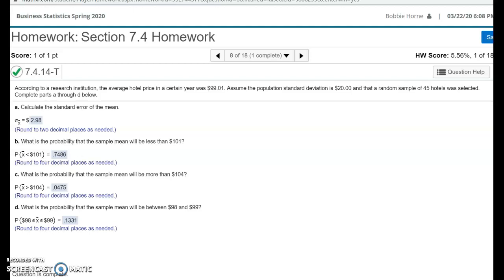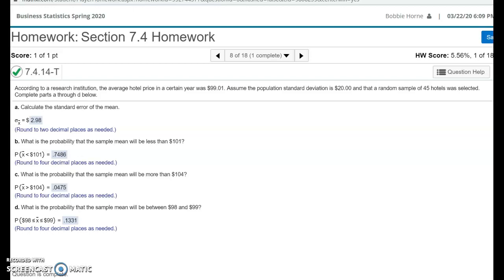Okay, in this problem, we're given the average price in a certain year. It was $99.01. Assume the population standard deviation is $20 and a random sample of 45 hotels were selected. First, it wants us to calculate the standard error of the mean.